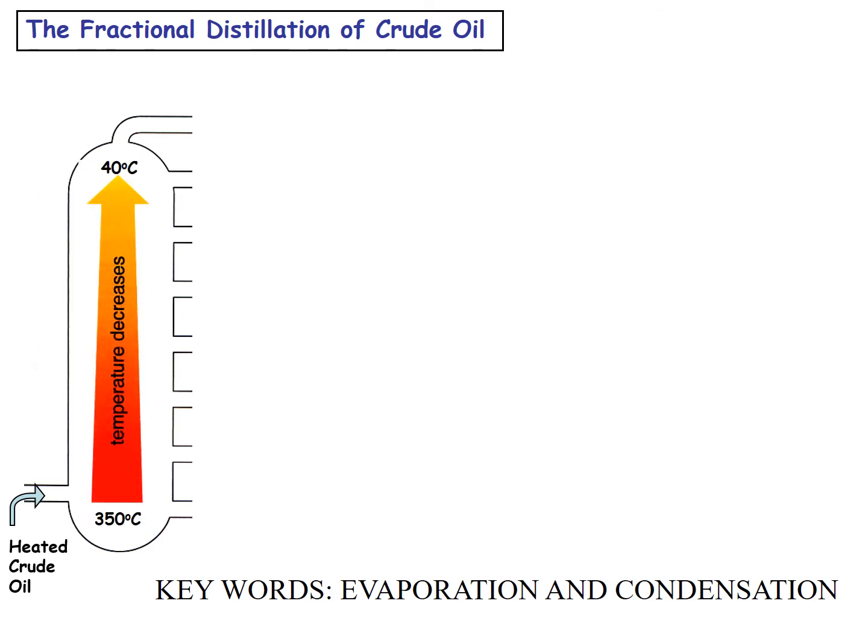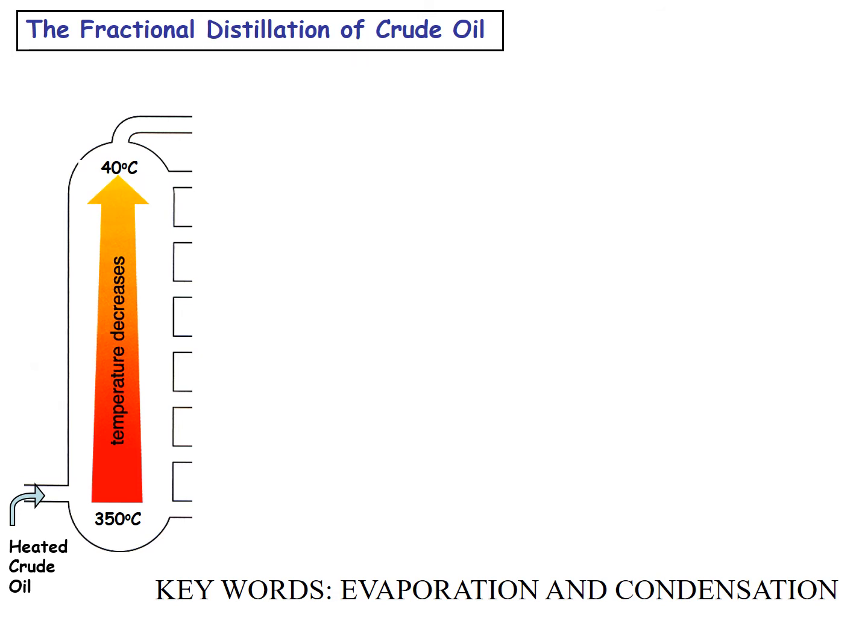Now, when it gets into the fractional distillation column, because it's so hot, a lot of it will evaporate, or vaporize, and it will start moving up the fractional distillation column. Now, because you're putting all the hot stuff at the bottom, it means the bottom bit of the distillation column is very, very hot, but the top bit of the distillation column is a lot cooler. So you end up with a temperature gradient. So as you go up, the temperature decreases.